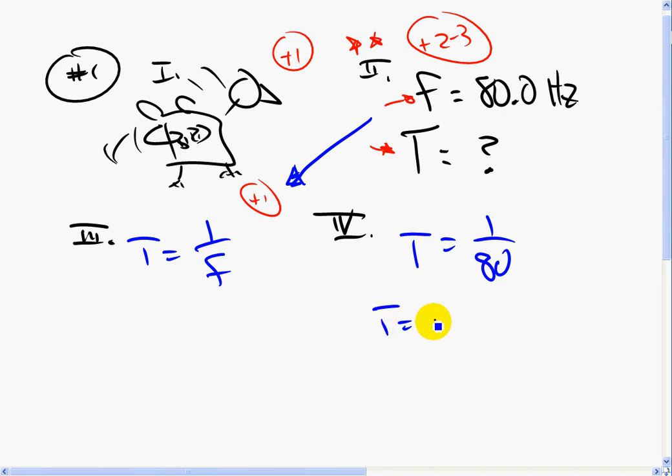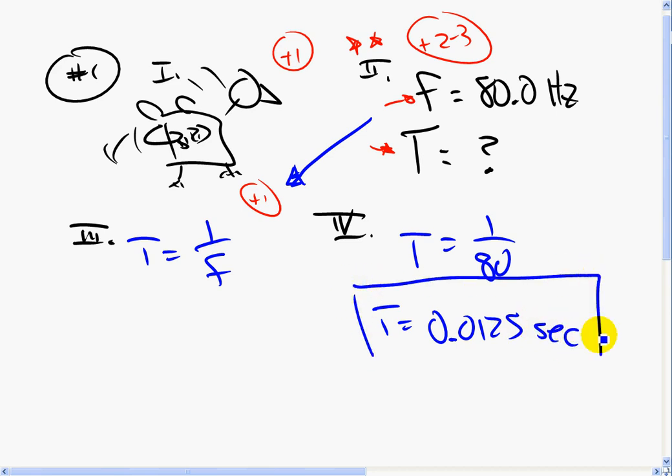0 point what? Okay, and units. Chickens, cows, fish. It's going to be in what? Time period is in seconds. In other words, a hummingbird can flap its wings 80 times a second. That's crazy, yeah? So each flap of its wings is only an 80th of a second, or a little bit over a 100th of a second.